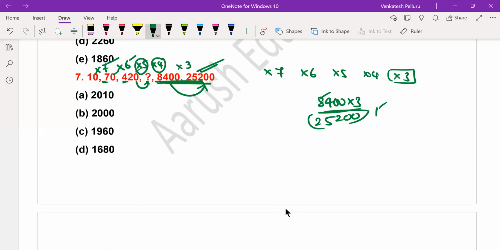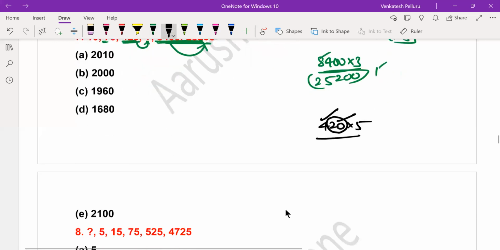To get the answer, I have to multiply 420 with how much? 5. So multiply 420 by 5. 5 into 400, 2000, 5 into 20, 100. So 2100 is the correct answer, which is option E.